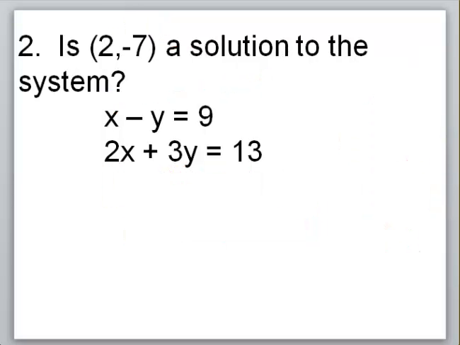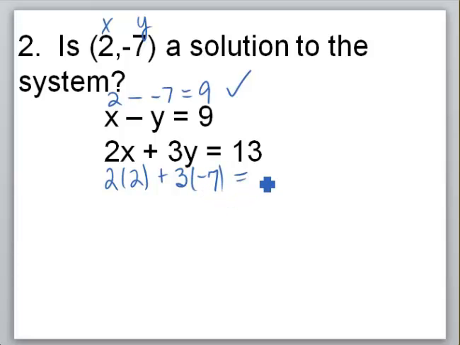This next problem, we're doing the same thing. We're going to check whether or not (2, -7) is the solution. So this is my x and this is my y. I'm going to plug in 2 minus my y value, which is negative 7. Does that equal 9? That's the question we're asking. Yes, it does. So then I'm going to plug in my x value and my y value and ask myself if it equals 13.